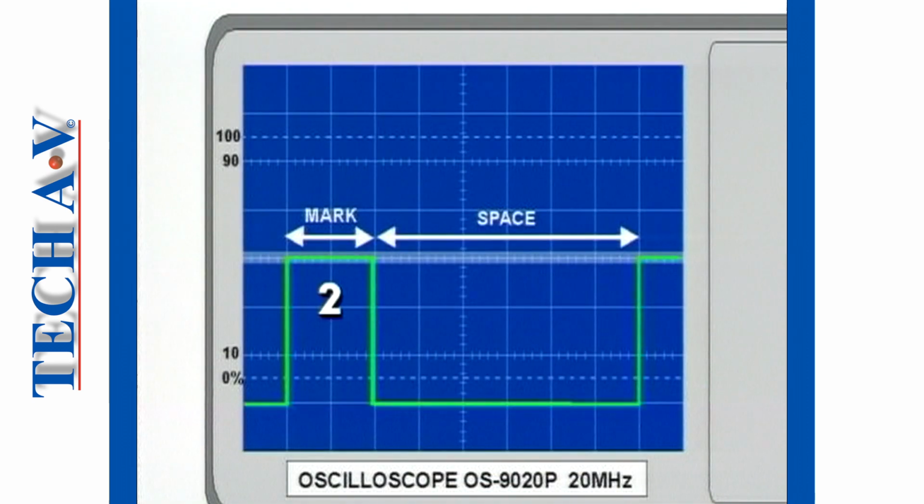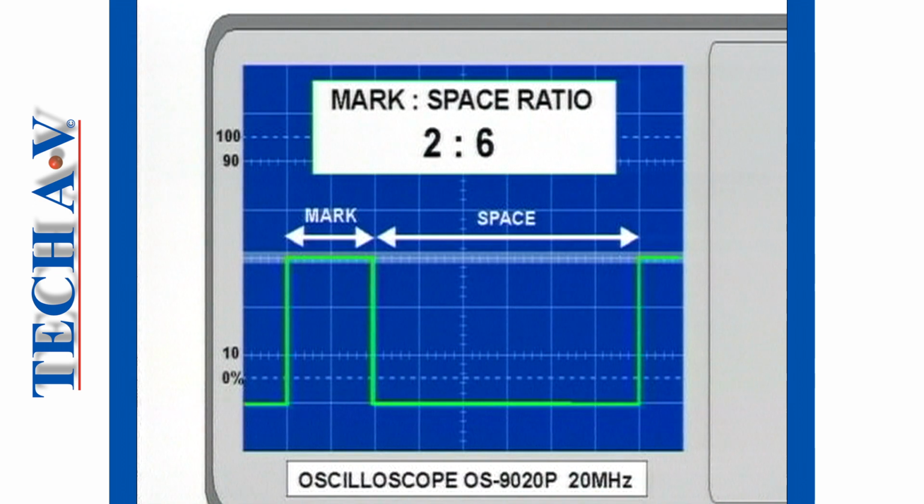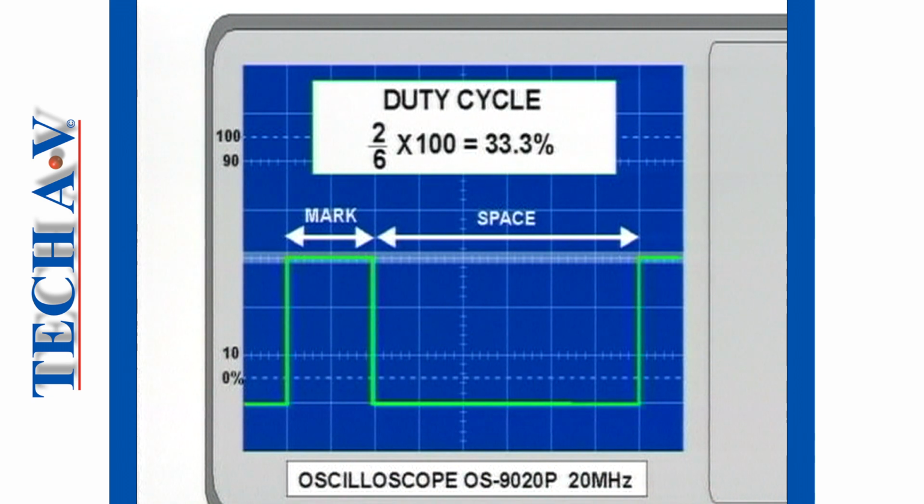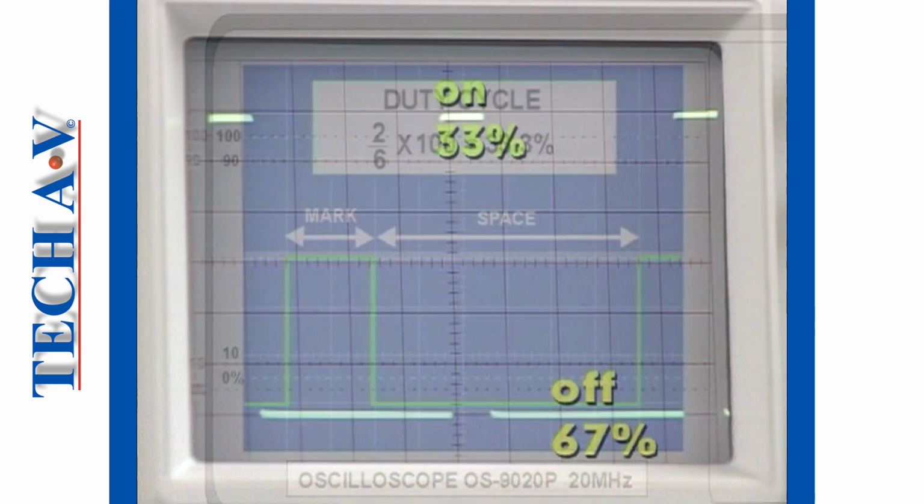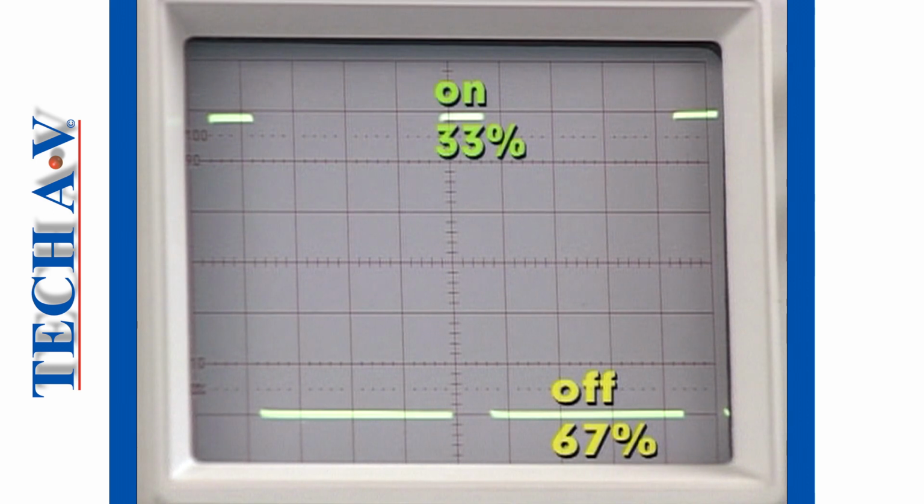The mark is 2 divisions and the space 6 divisions. The mark-to-space ratio is therefore 2 to 6, or more conveniently, 1 to 3. The duty cycle calculated as a percentage is 2 over 6 times 100% equals 33%. This means that the pulse is on for 33% of the total time and off for the balance of the period.